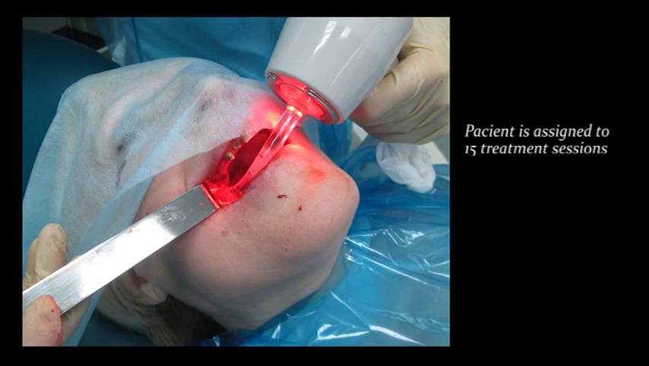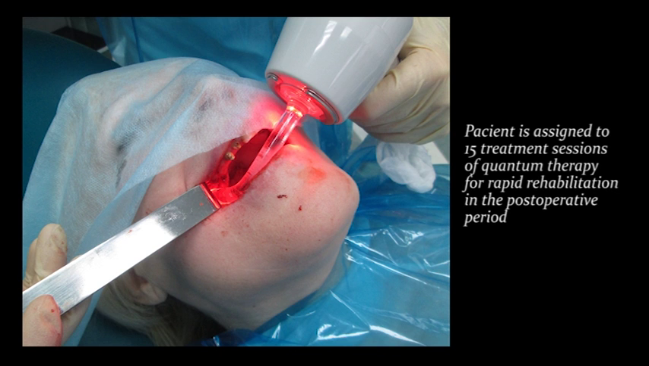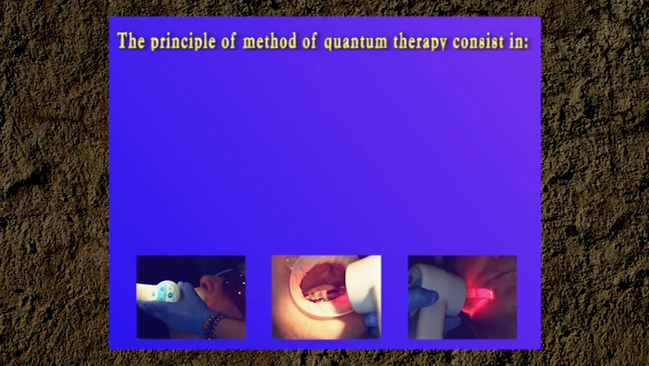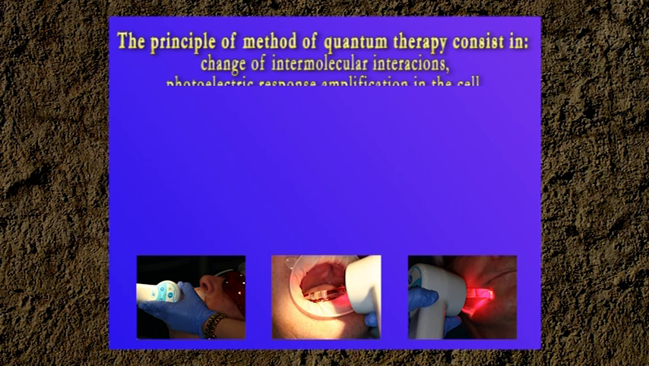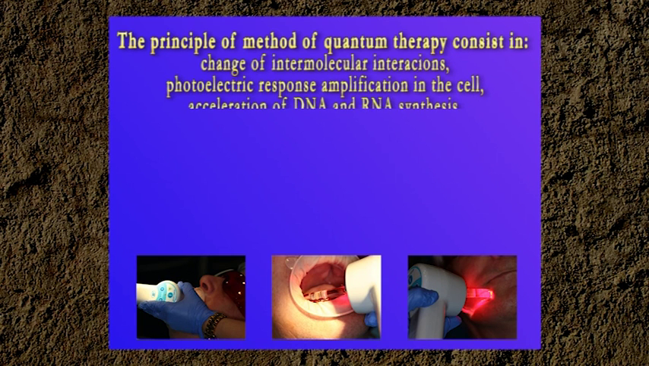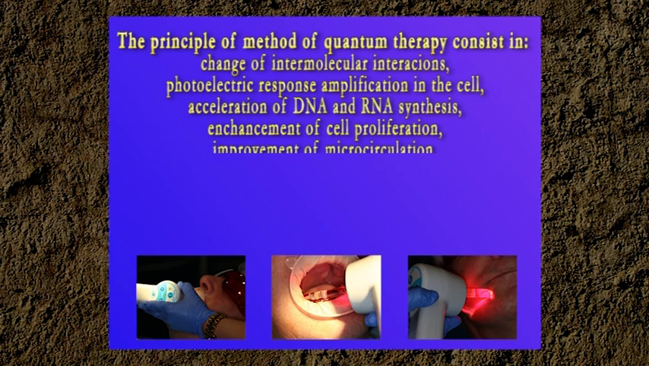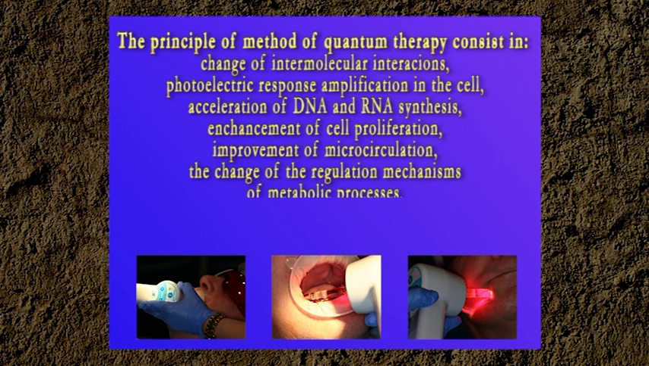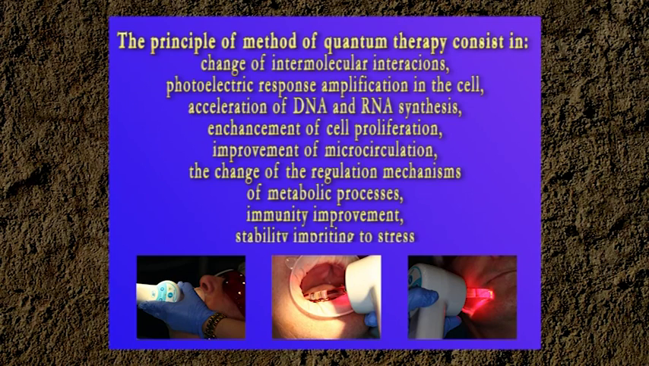The patient is assigned 15 treatment sessions of quantum therapy for rapid rehabilitation in the post-operative period. The principal method of quantum therapy consists of change of intermolecular interactions, photoelectric response amplification in the cell, acceleration of DNA and RNA synthesis, enhancement of cell proliferation, improvement of microcirculation, the change of the regulation mechanisms of the metabolic process, immunity improvement, stability imprinting to stress.